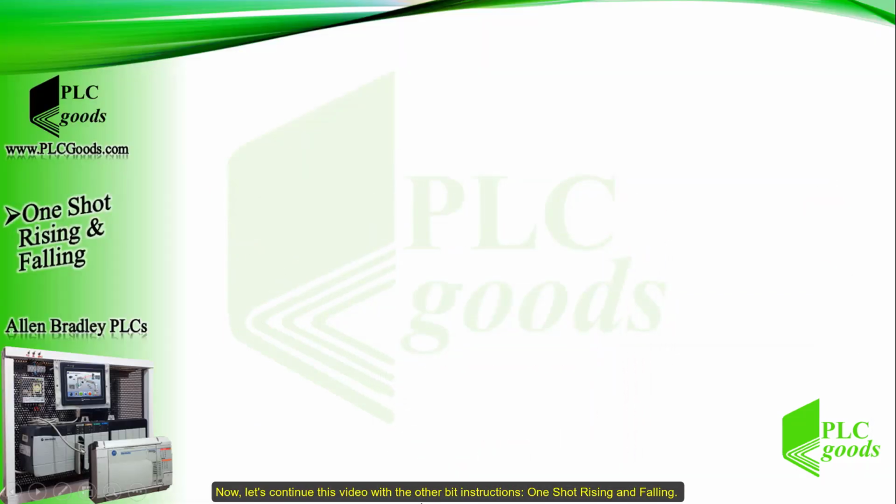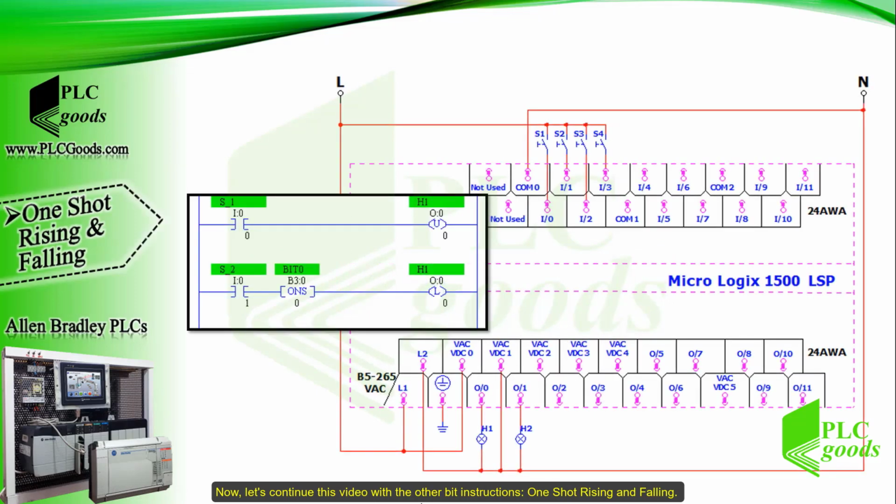Now let's continue this video with the other bit instructions. One-shot rising and falling. This program is similar to the previous program with the same I/O hardware wiring. So one of the advantages of using PLCs is that we can change the program logic without changing the wiring diagram. Obviously, I have used latch and unlatch coils, but a one-shot instruction is inserted in the second line as well.